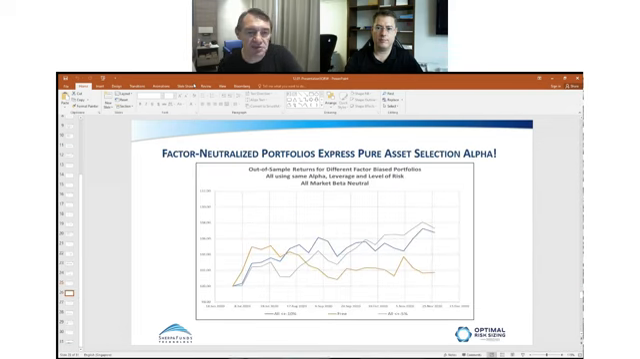The factor neutralized portfolios, and again, apologies, this one is gray, that was my bad. The blue one is the one that's constrained to be 10% residual beta on any factor, and the gray one is the one that's constrained to be 5% on residual factor. They both do much better, as you'd expect. They only have the asset selection alpha in them, right? They are a product of the decision to buy certain stocks and short certain other stocks expressed in a portfolio, and that's the point. Expressed in a portfolio in which there are no residual factor exposures.